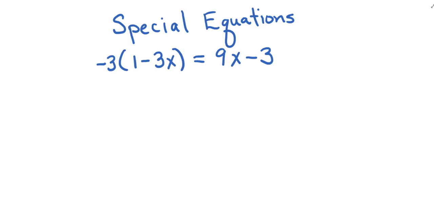We're going to look at a couple of special equations in this video. When we look at this equation, it looks like a perfectly normal equation, so we should simplify on the left-hand side. We need that parentheses off. So distribute, we get -3 plus 9x. Parentheses comes off.